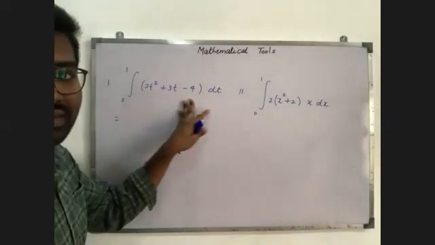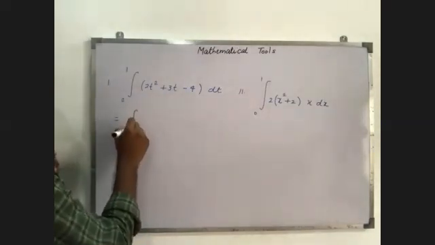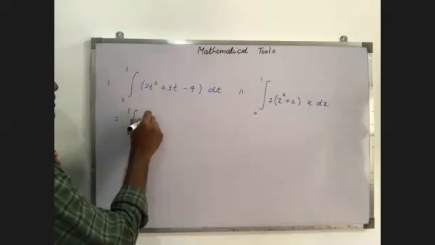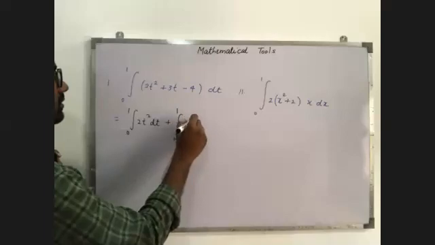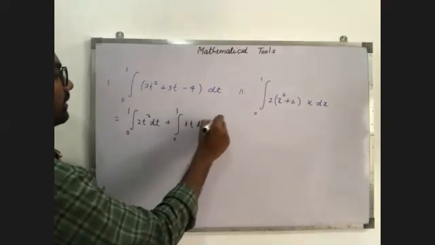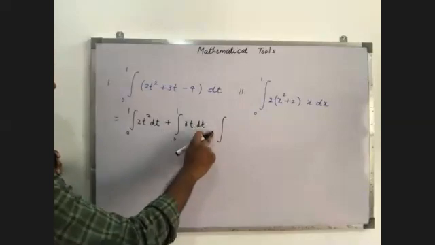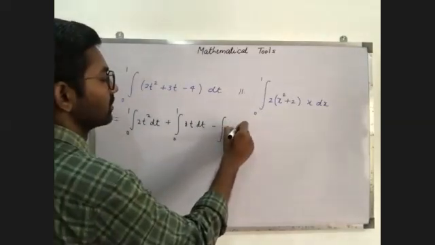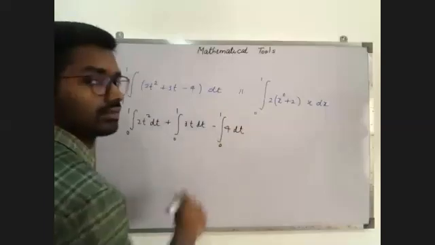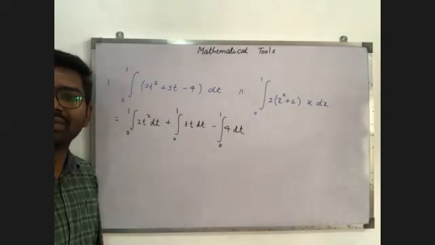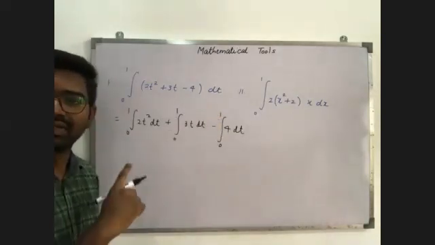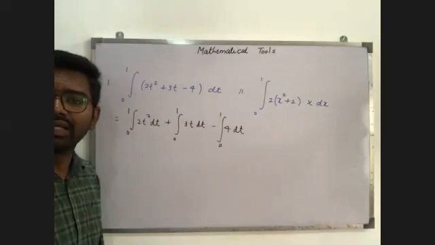So I need to integrate it. So can I say that this can be written as integral from 0 to 1 of 2t square dt plus integral from 0 to 1 of 3t dt plus, because here it is minus, so minus integral from 0 to 1 of 4 dt. Is it right? First step clear to everyone? I use the sum and difference rule. I split the functions. First step clear to everyone, or anyone having any problem in this?